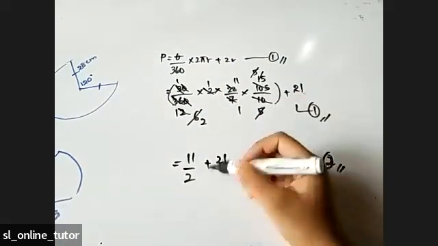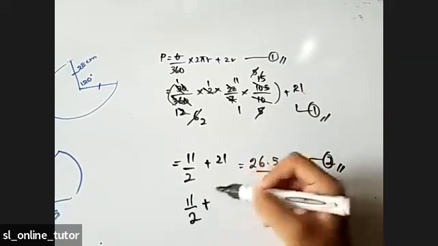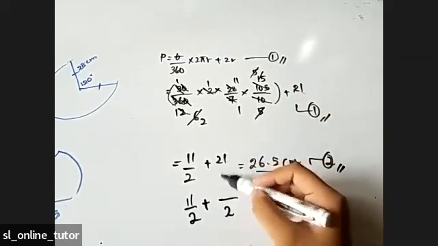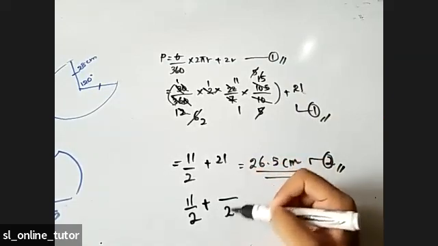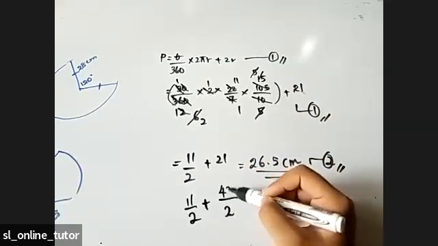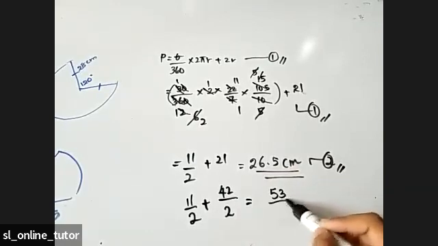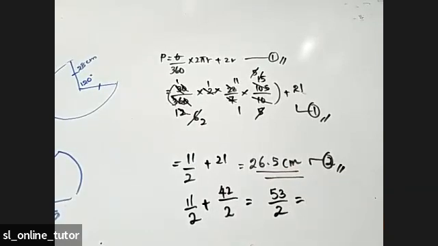Okay, you're asking to explain like that, right? 11 upon 2 plus, if you take 2 here, 2 times 21, you have to make both numerator and denominator, you should multiply by 2. So you are getting 42. If you do it this way, you are getting 53 upon 2. So you can divide and see 53 upon 2. You will get the same answer again. Yeah, you are getting the same answer, 26.5.